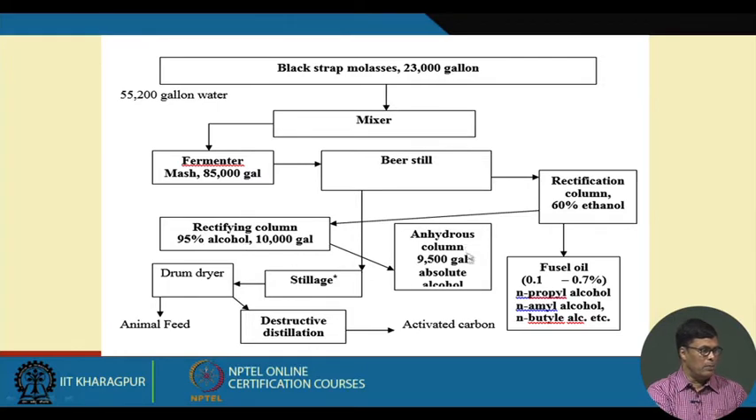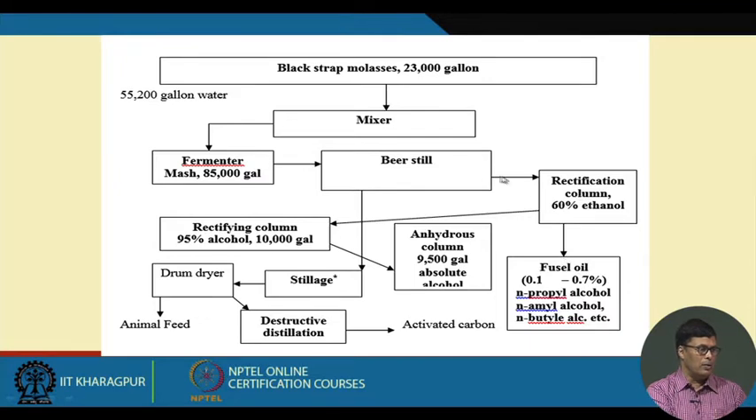Then we can use the anhydrous column, or the azeotropic distillation process using benzene as a solvent, to get absolute alcohol. Now in the beer still, after the distillation of alcohol, whatever is left we call stillage. You can drum dry it and use it as animal feed, or when it undergoes the destructive distillation process, it produces activated carbon.